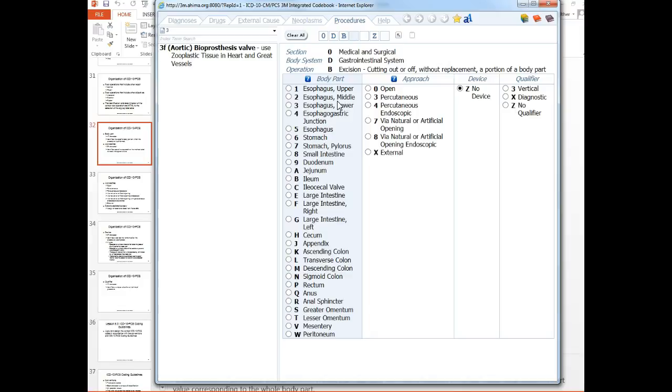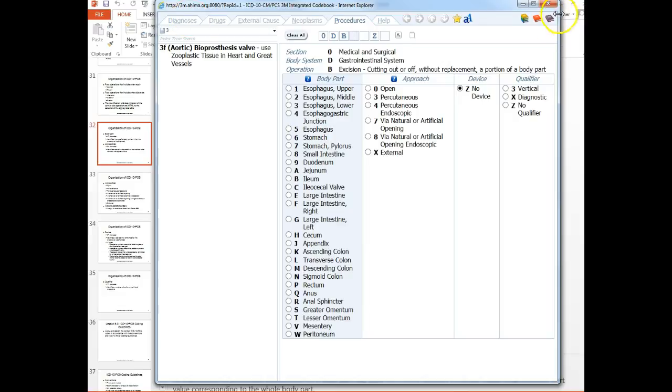And if an identical procedure is performed on bilateral body parts and there's no bilateral body part value, then you code each of them separately based on right and left. And I want to show you something here.